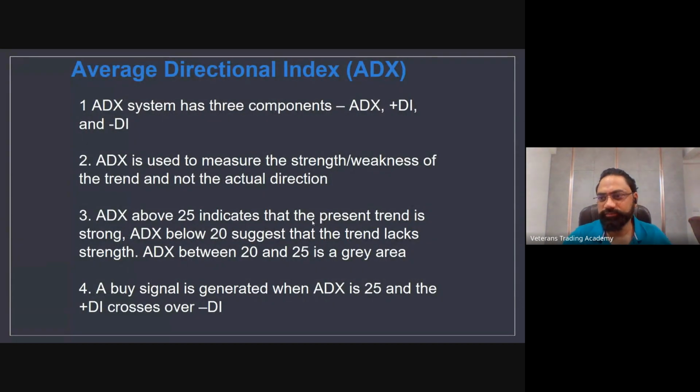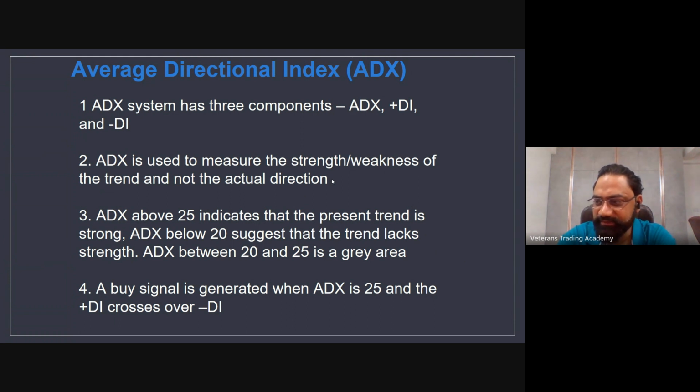Okay. So as I covered, it has three components: ADX, positive DI, that is positive directional index, and minus DI. So I'm not going into the complication of how to calculate it. There's no point doing it because there are so many parameters and all. But just understand that ADX is a system which is used to find out trends. And it is used to find out strength and weakness in the trend and not the actual direction.